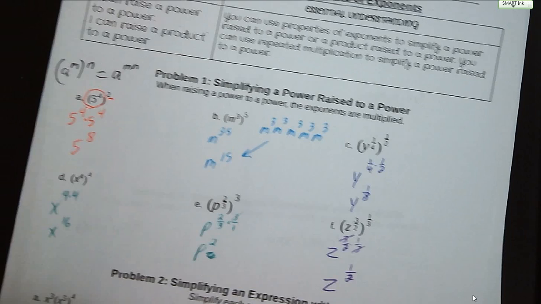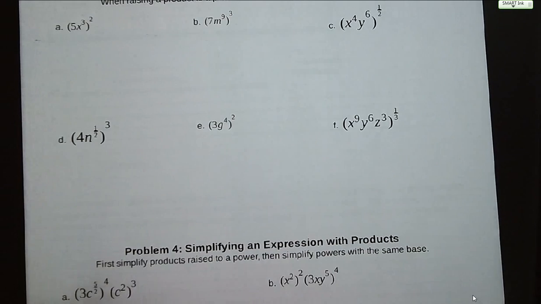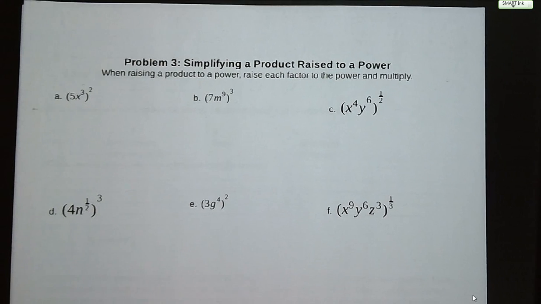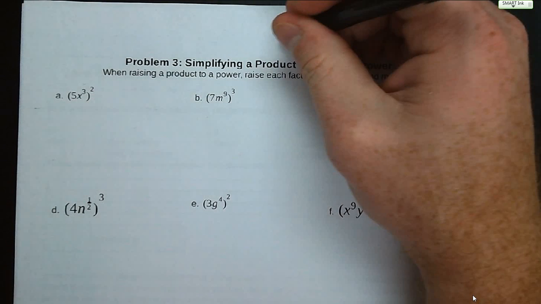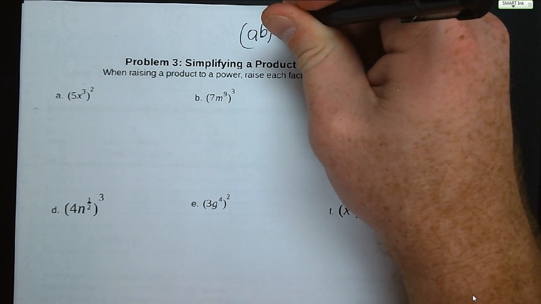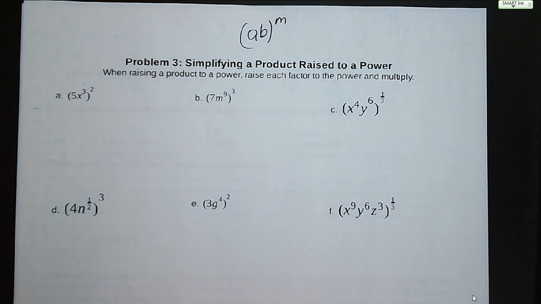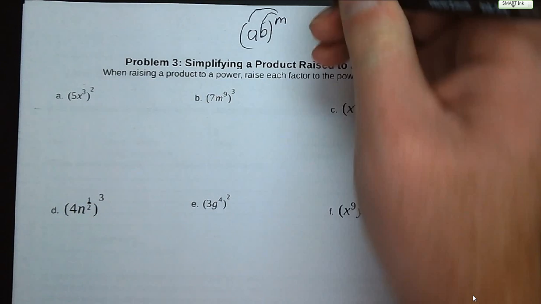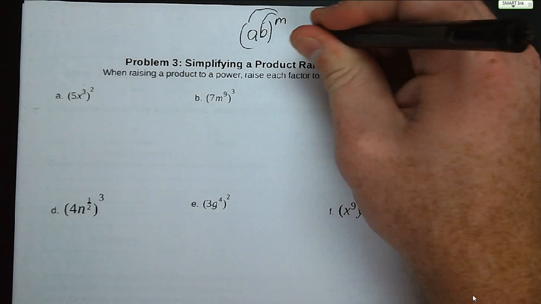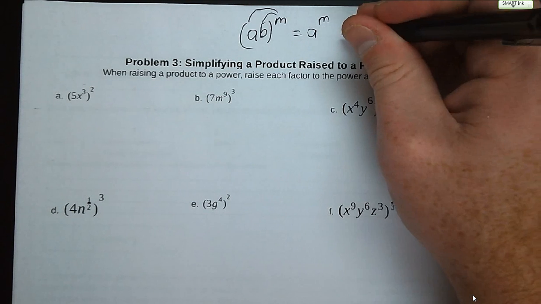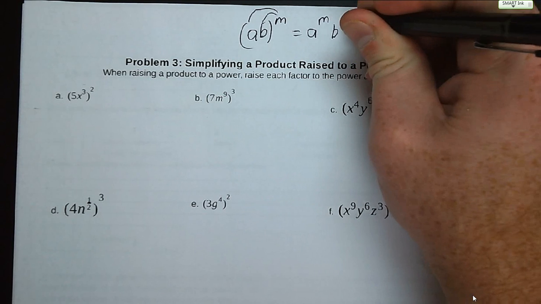Moving on to the back page. Now we have a product being raised to a power. So up at the top of the page here, I'm going to put our generic example. So we have a times b raised to the m power. When we have a times b to the m power, think of it like distributive property. We need to bring that exponent to each of our elements within the parentheses. So it'll be a to the m power and b to the m power.